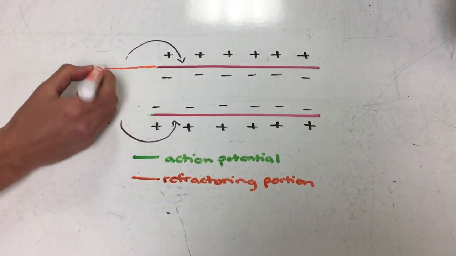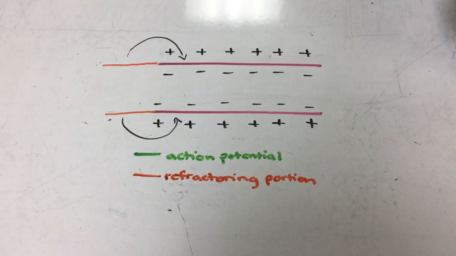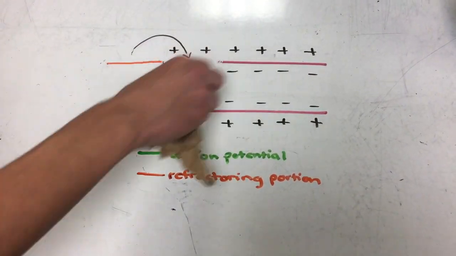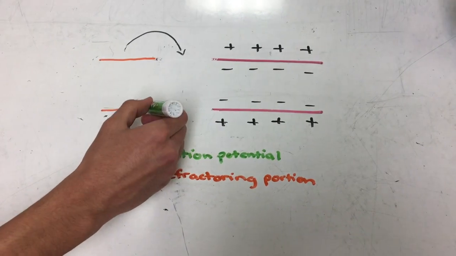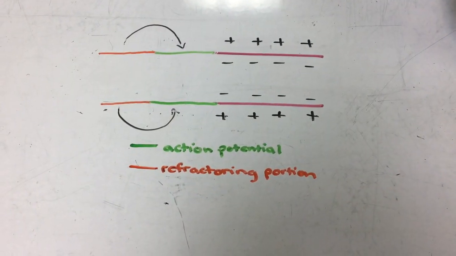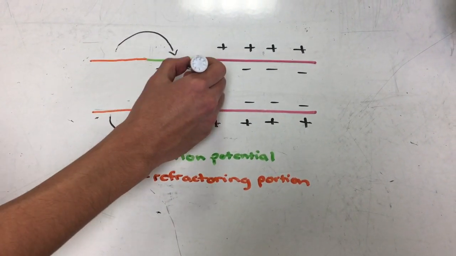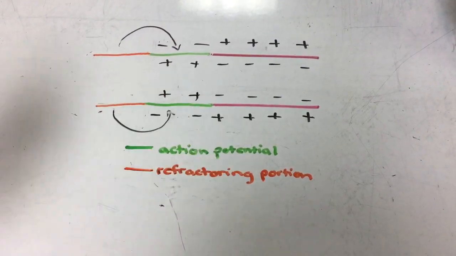Almost immediately afterwards, the resulting hyperpolarization as a result of sodium channels closing and potassium channels opening causes a refractory period, ending the action potential. This refractory period prevents the action potential from traveling backwards. After the action potential moves, the membrane potential resets via the pump.